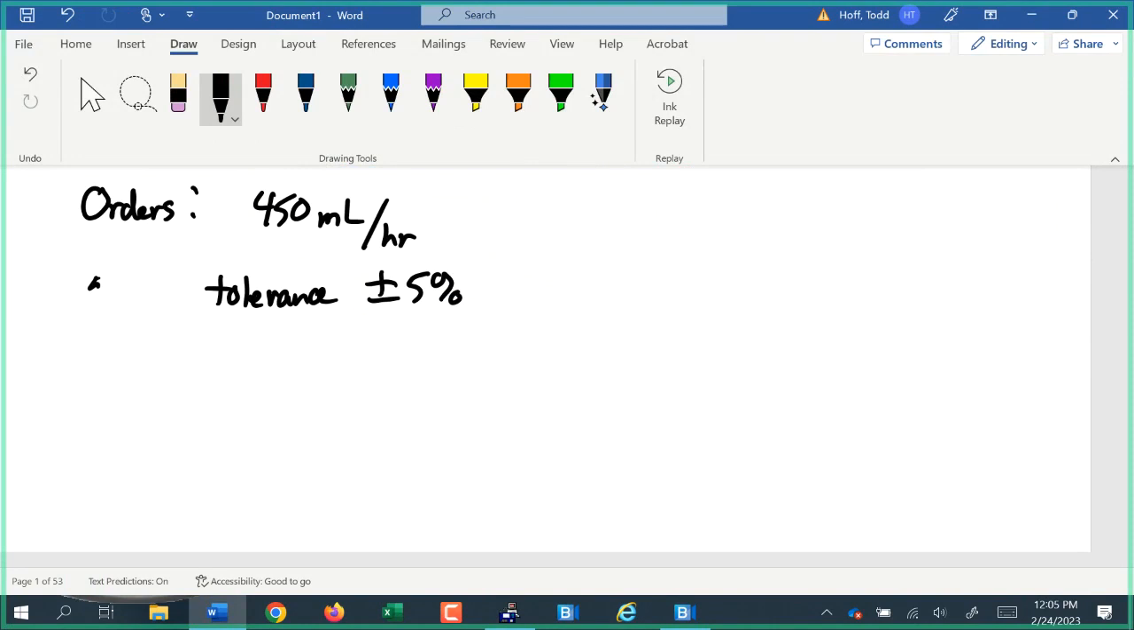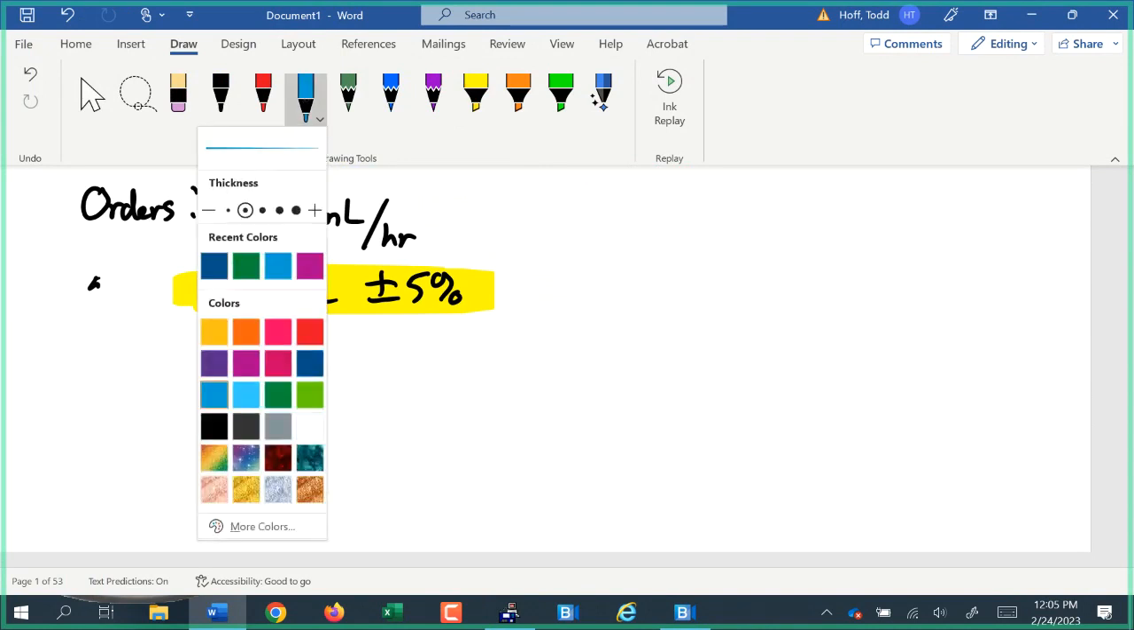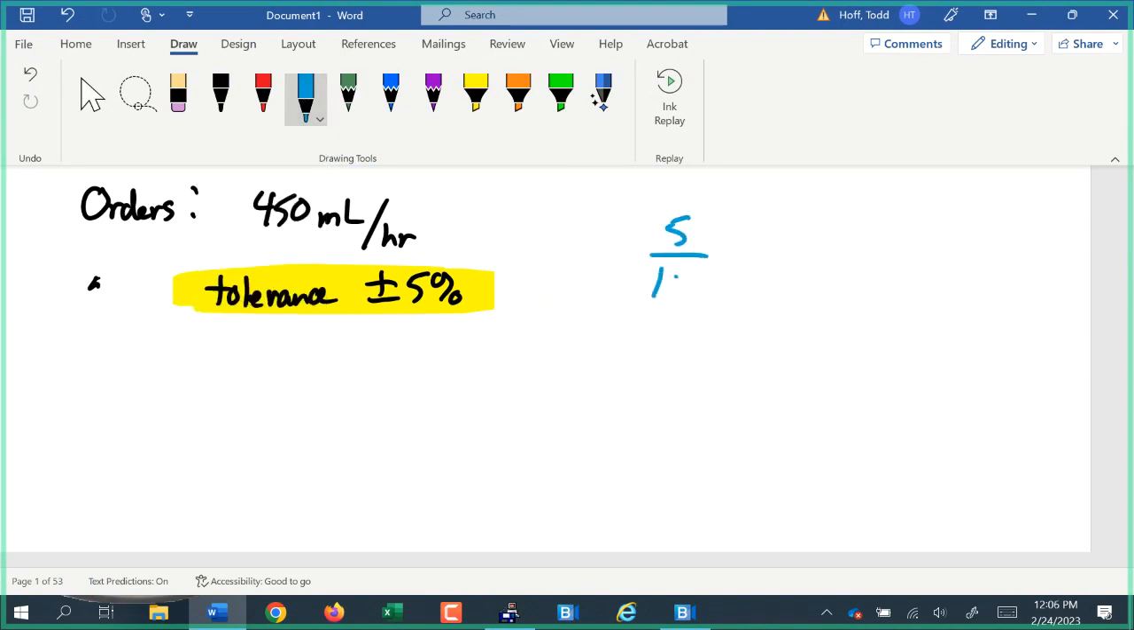So what does that tolerance mean? Well, technically in manufacturing the word is allowance, but our textbook tends to use the term tolerance. You're allowed to be off by plus or minus 5%. What that means is we can be 5% away from that. So to find that, we start with the 5%. That's 5 over 100. The 450 is the base amount.